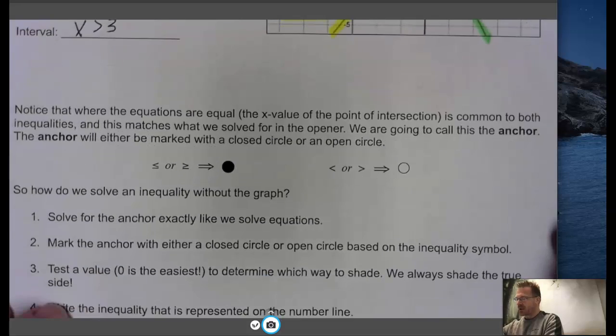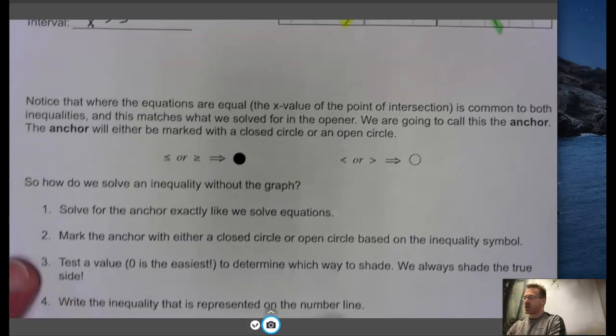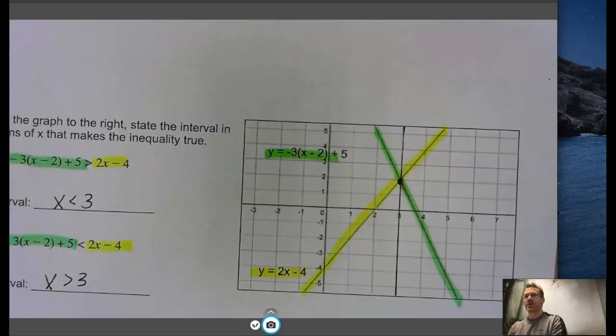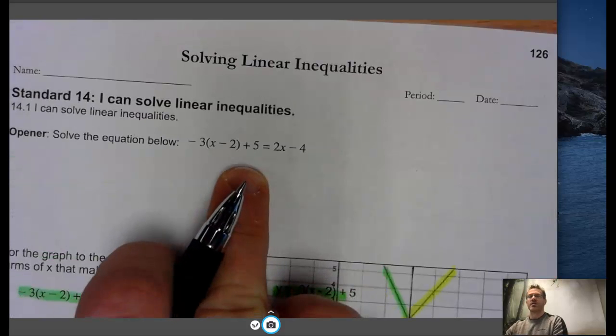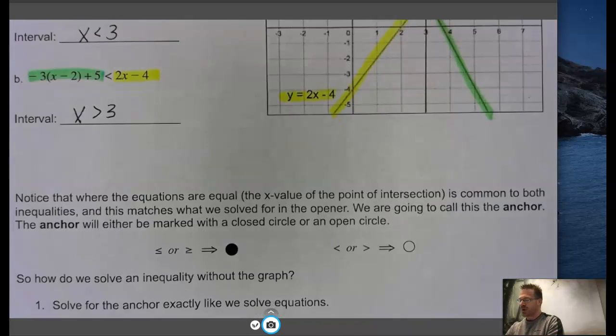All right, so now, when we solve, notice this point of intersection. We're going to call that our anchor. And we're going to solve for that anchor the same way we solved your opener up here. The same way we solve an equation. We're going to solve for that anchor, all right?